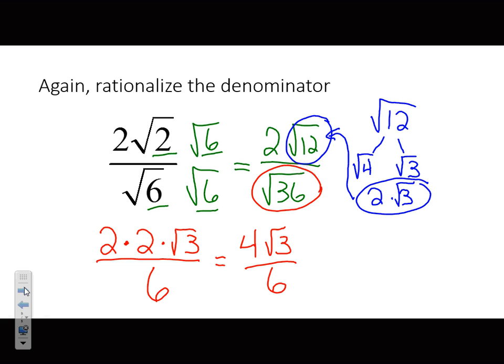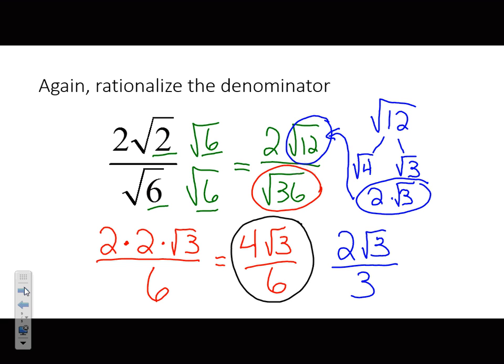Now, I will be just fine if you guys leave your answer just like this. But if you want to take it one step further, what goes into 4 and 6, ladies and gentlemen? Anybody know? 2. So, we can take 4 divided by 2, which would give us 2 square roots of 3. And 2 goes into 6 3 times. So you could also have your answer like this. I am okay with either one, alright? Whatever one you're more comfortable with.